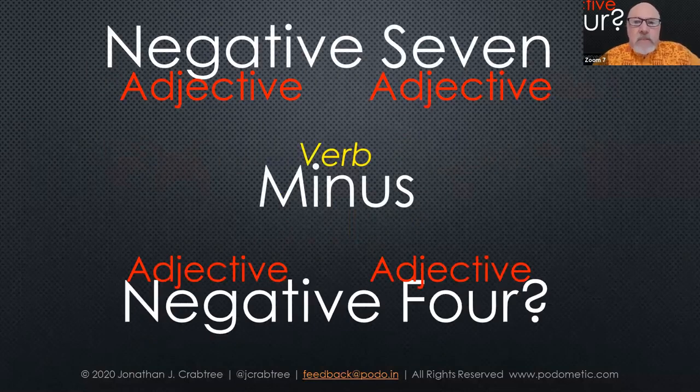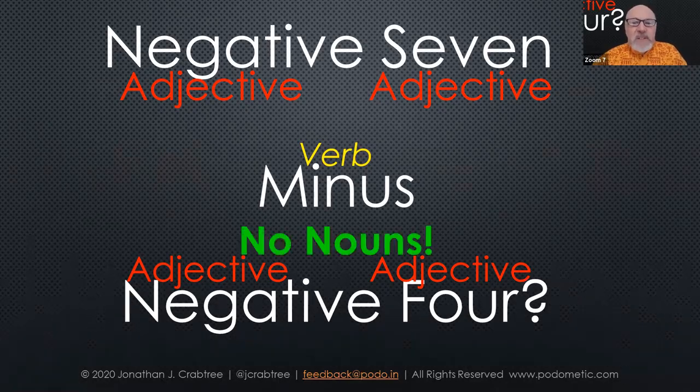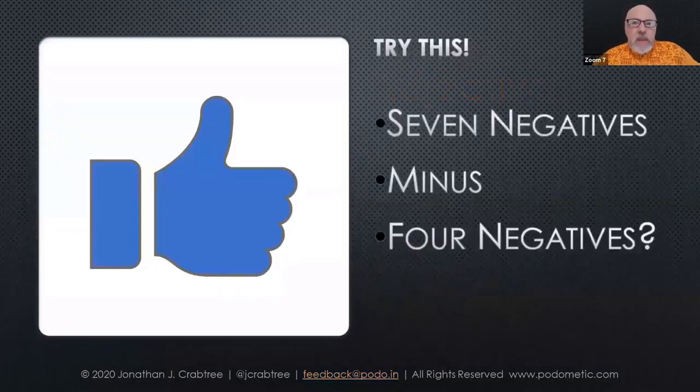Negative is an adjective, 7 is an adjective, the minus is a verb, negative is an adjective, and 4 is an adjective. We've got something which doesn't obey the structure of human language because there are no nouns. So it's no surprise that if we have a language with the nouns missing, then we're going to be totally confused. So we can do this as an example.